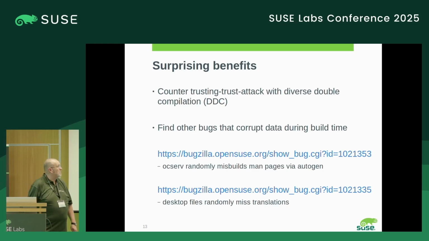Then there are also surprising benefits like countering the trusting trust attack. The trusting trust attack is an attack when the toolchain itself is compromised and compromises the things that are coming after.